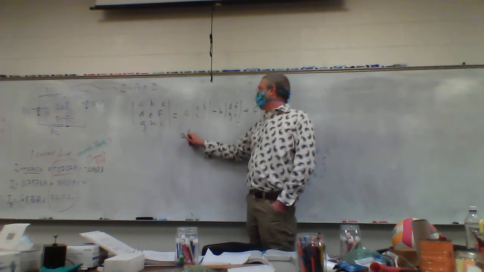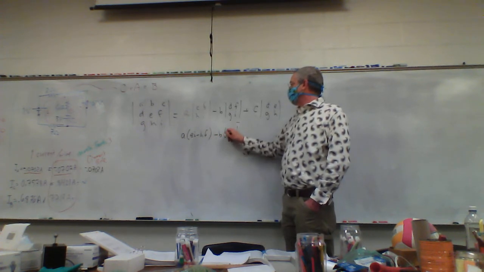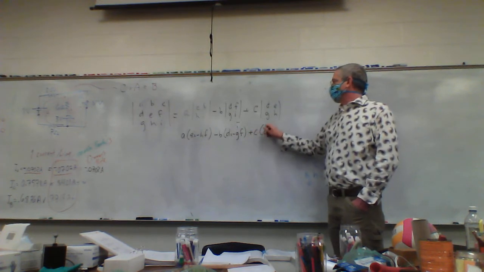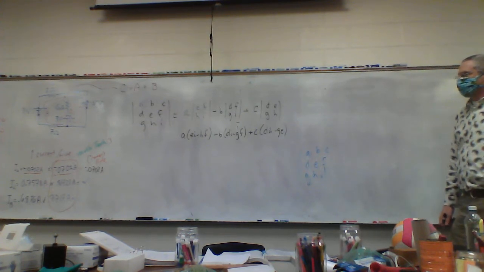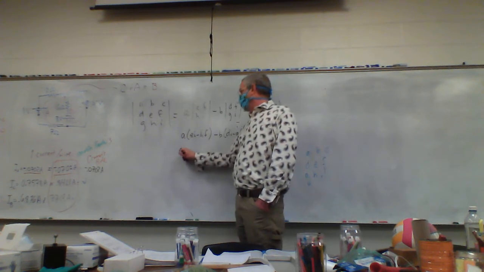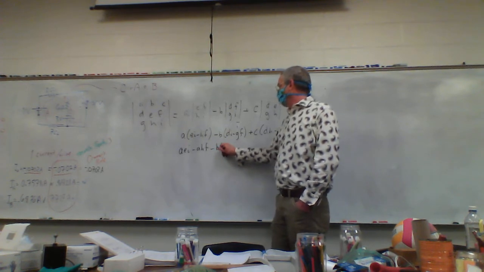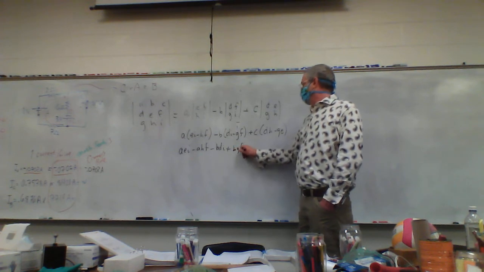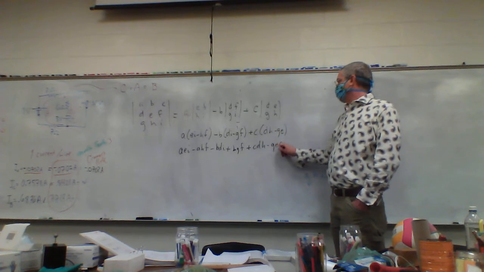So this becomes A times EI minus HF, minus B times DI minus GF, plus C DH minus GE. Distributing: AEI minus AHF minus BDI plus BGF plus CDH minus GEC.